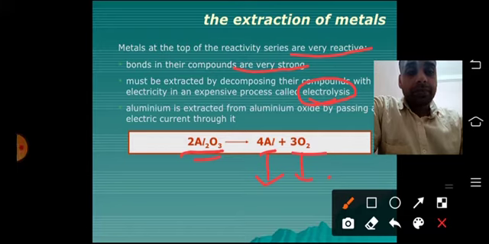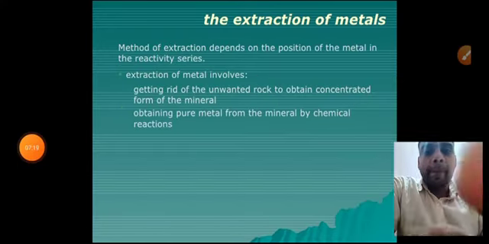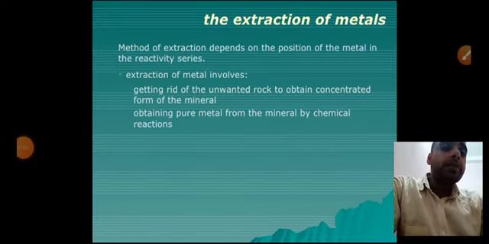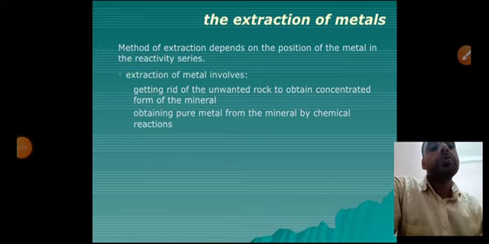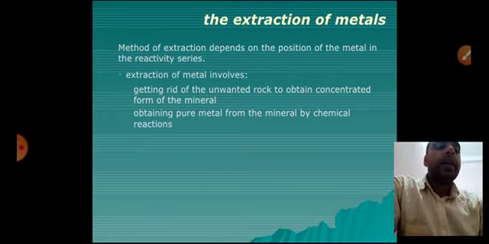Okay, so in the electrolysis process we will use a chamber, and a cathode would be there, an anode would be there. Aluminum and oxygen will be attracted towards their respective electrodes.